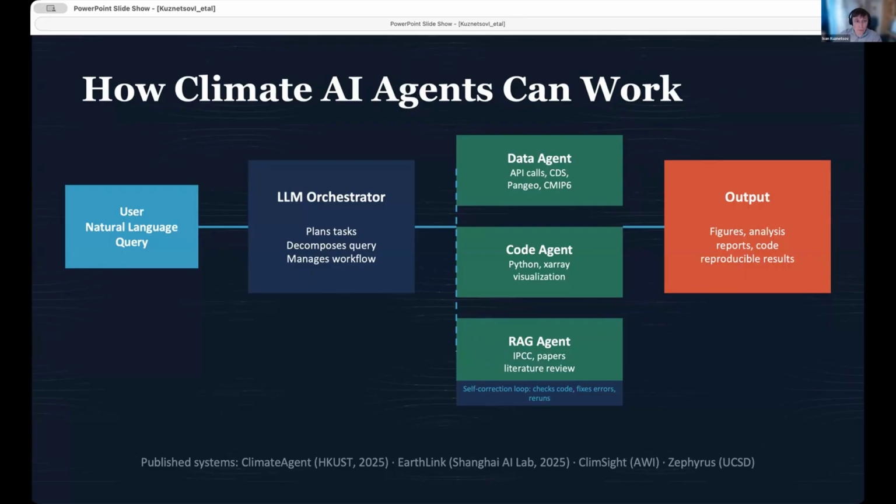Several published systems already use some version of this architecture. Examples include Climate Agent, EarthLink, ClimSight, and others. But this is still only a simple example, not a complete blueprint. In a real scientific workflow, you would also want provenance tracking, uncertainty information, and verification checks.